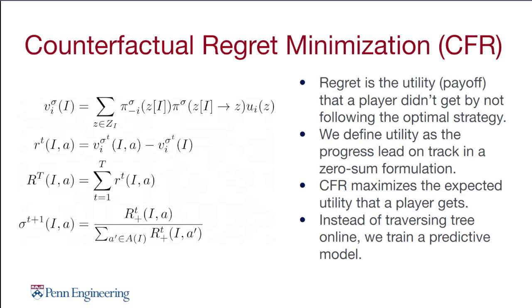We use counterfactual regret minimization to maximize the expected utility that a player gets. We define the zero-sum utility as the value of the lead on track. Since the game states are infinitely large, we train a predictive model to predict the CFR value. The action with the highest CFR value is chosen.